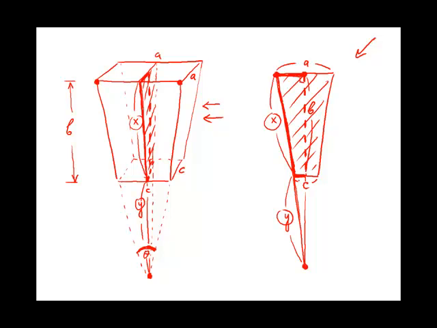And consider the small triangle with these three corners. 1, 2, and 3. Let me see, hold on. No, this is not what I want to do. This is not what I want to do. No, what I want to do is this.